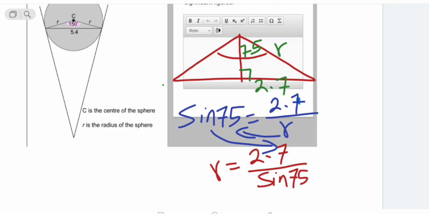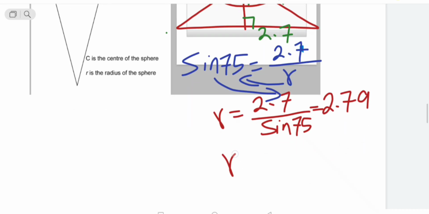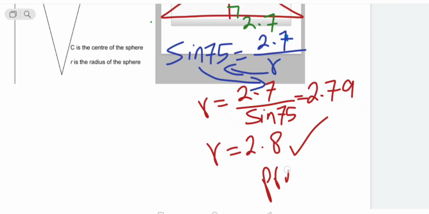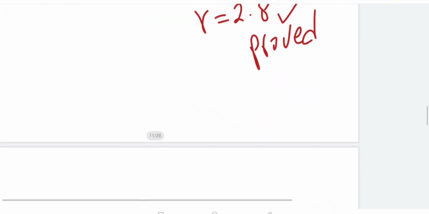When you substitute in the calculator directly, 2.79. So rounded off, r equals 2.8, which is equal to this. We can say proved. We proved. Understand? Look at the next question.